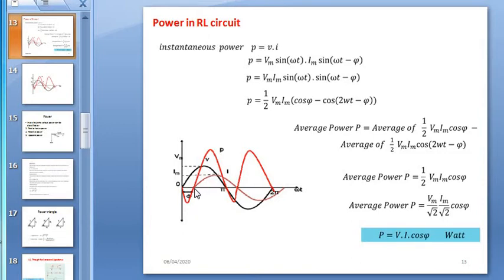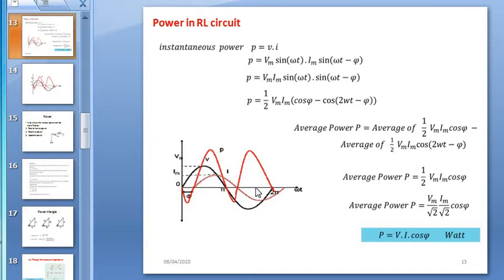At this instant, current is 0. Take the interval up to the next instant where any of the parameters is 0. During this interval, both the parameters are positive. Therefore, power is also positive. After this duration, the current becomes 0 at this instant. During this duration, current is positive but voltage is negative. Positive into negative, the product will be negative. Therefore, power is negative.